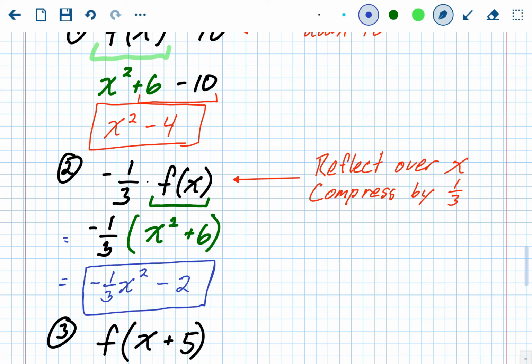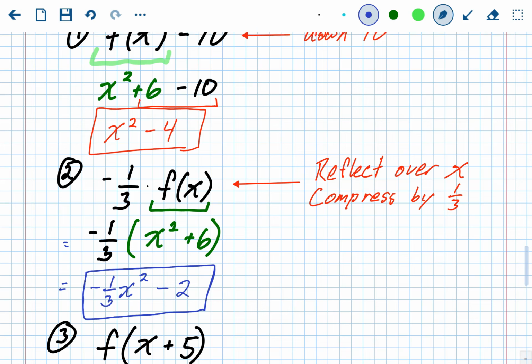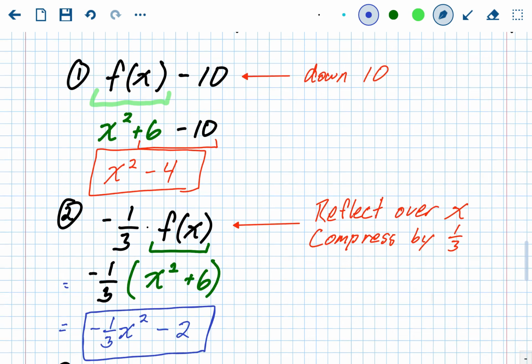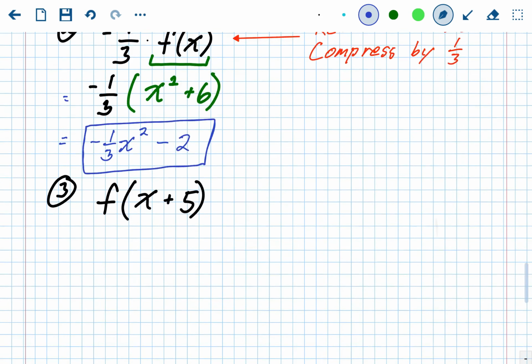So again, if you took x squared plus 6 and you reflected it over the x-axis and then compressed it by 1/3, that's the function. That's the new graph that you'd end up with. That's your new function. Alright, so both of those affected the outside of the function. What if we're affecting the inside of the function?